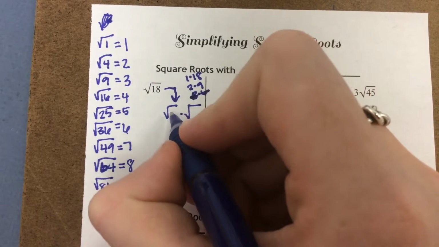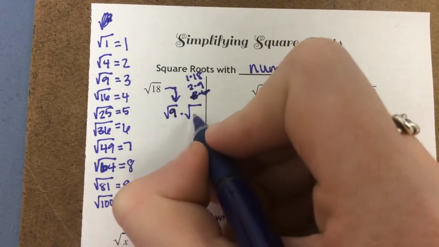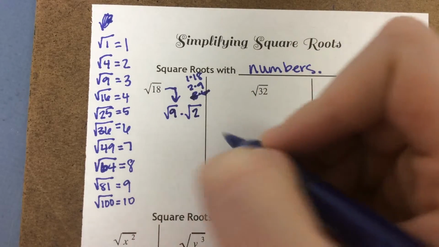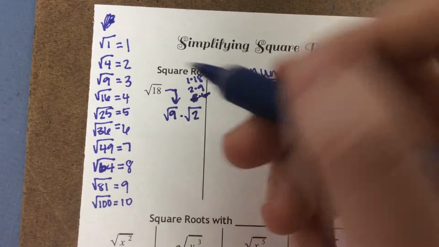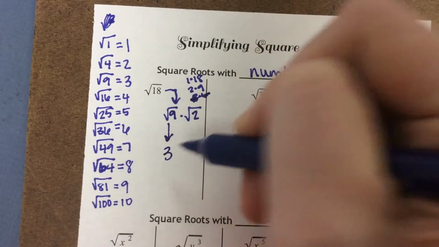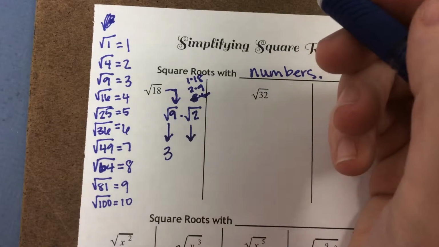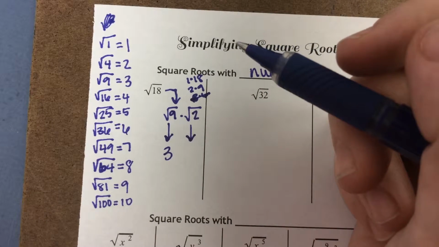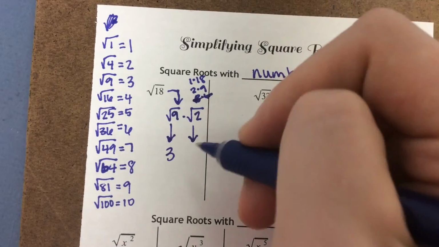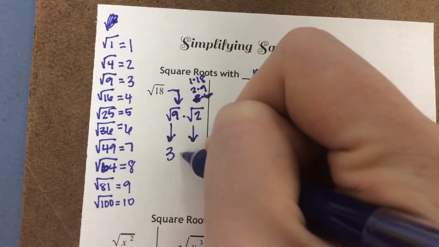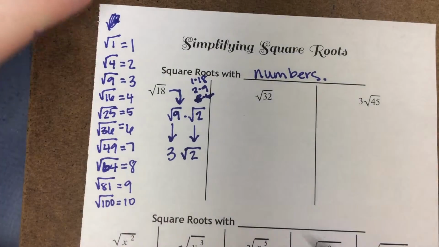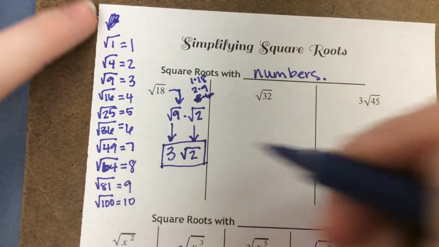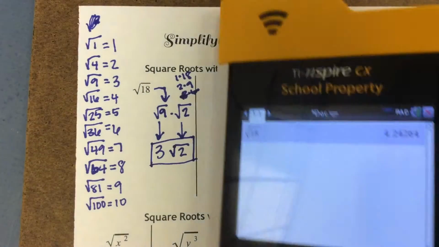I'm going to pick 2 and 9 because I know the square root of 9 is 3. The square root of 2 is an irrational number. It's not a pretty number, but that's okay. We know what the square root of 9 is. The square root of 9 is 3. The square root of 2 is messy. It's a decimal that goes on forever without repeating. It's irrational. Since we don't know what the square root of 2 is, we're going to just keep our answer 3 square roots of 2. And that's our answer.